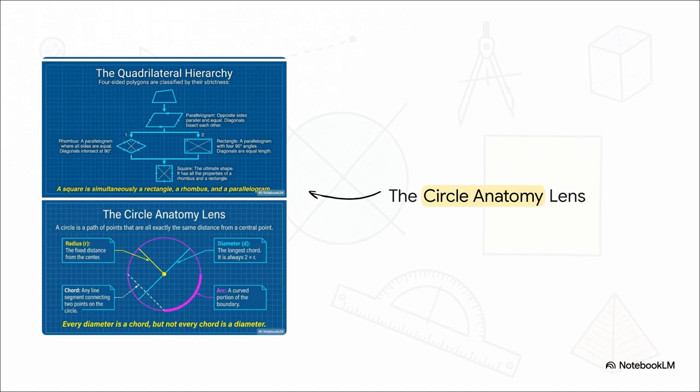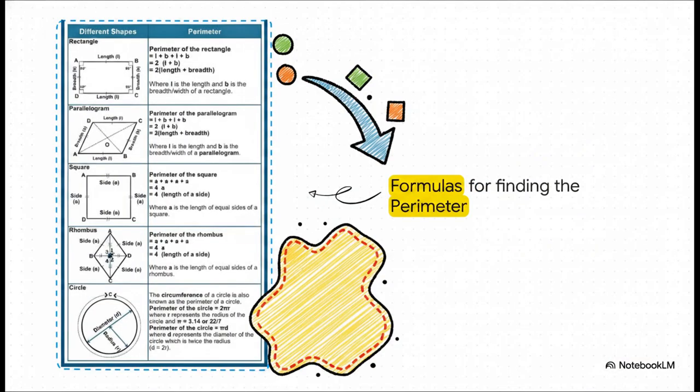Now, any straight line that connects 2 different points on the circle's edge is called a chord, but if that chord happens to pass dead center through the middle of the circle, it gets a special name, a diameter. And here's a fantastic geometry fact for you. Every single diameter is technically a chord, but not every chord is a diameter. Oh, and if you just look at a small curved piece of that outer boundary, that's simply known as an arc.